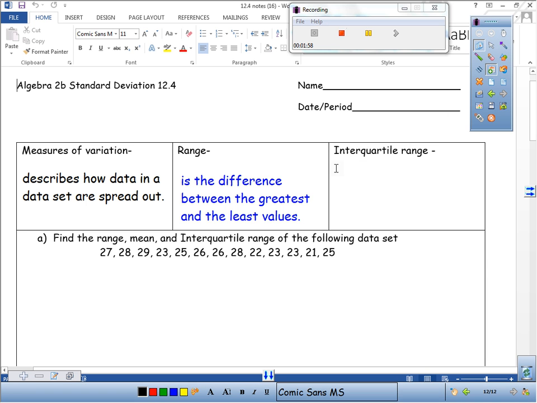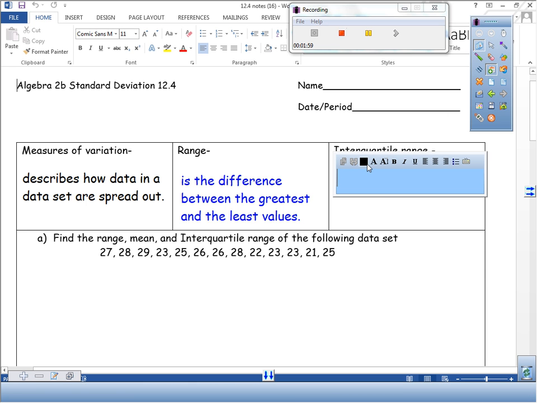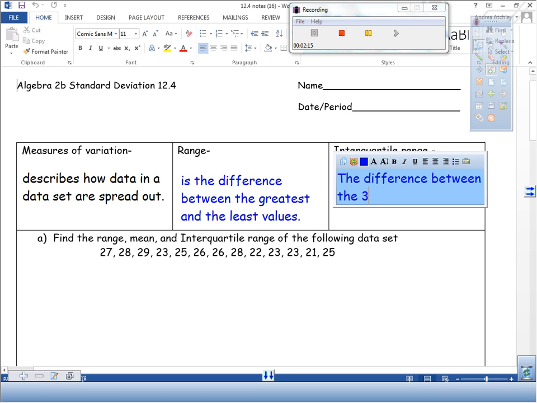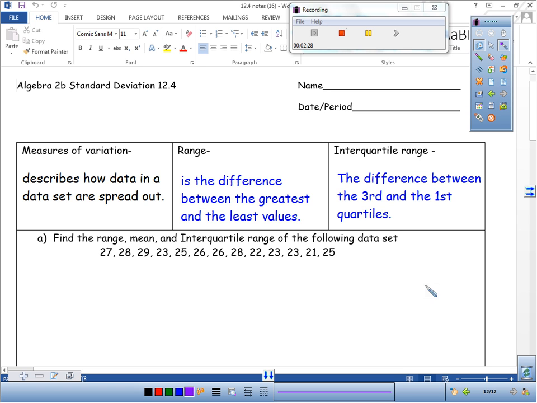Okay, interquartile range then is the difference between the third and first quartiles. Okay, the difference between the third and the first quartiles.